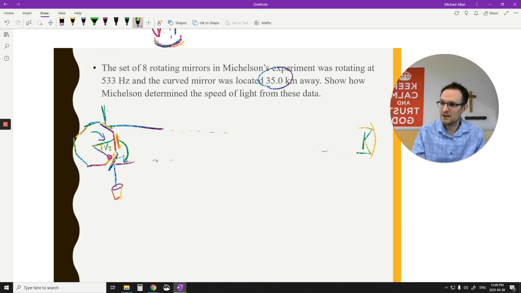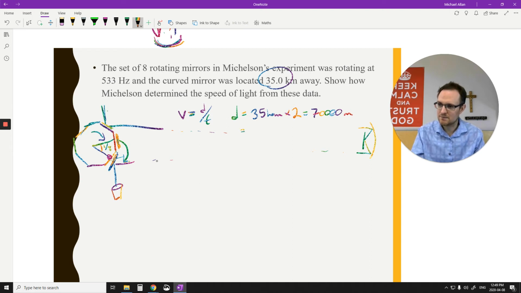So what we know about light is that it travels at a constant speed, right? And he knew that too. So we can use this formula, and he knew to use this formula: D is equal to V over T. Based on the experiment, we know that this is traveling 70 kilometers, or 70,000 meters, right?